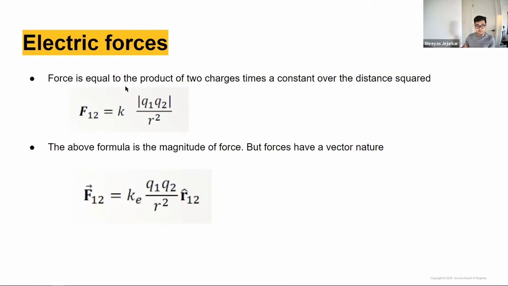Now, this formula right here only gives us the magnitude of the force, but forces are vector in nature. That means they have a direction. So this is virtually the same formula as we had up here, except we're multiplying the force with this vector right here, r12. This is just a unit vector that indicates the direction from particle 1 to particle 2. So it doesn't actually affect the magnitude, but it just gives it a direction.